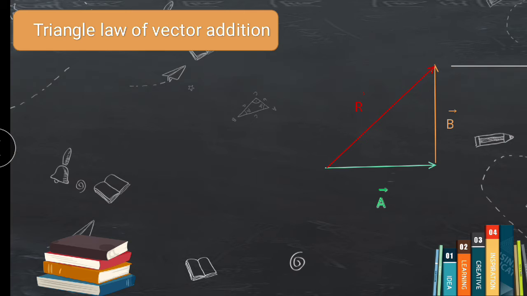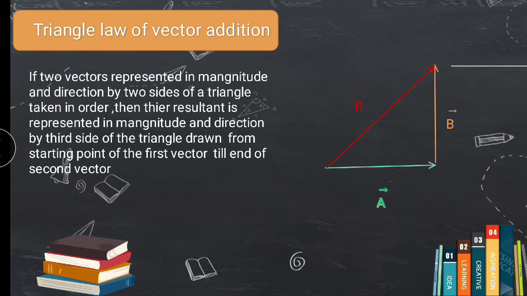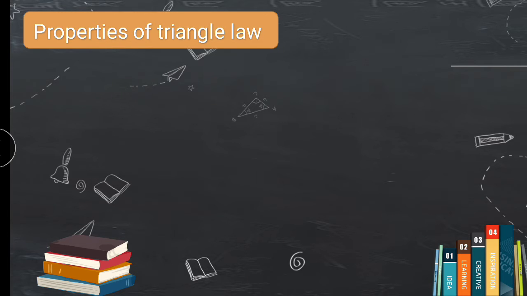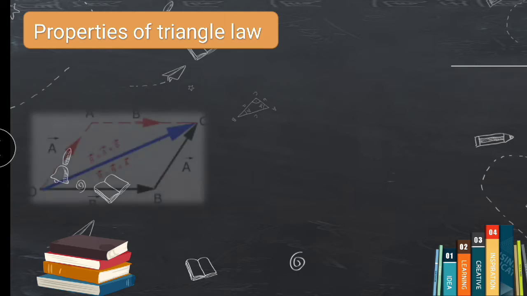So what is the triangle law of vector addition? It says that if two vectors are represented in magnitude and direction by two sides of a triangle taken in order, then their resultant is represented by the third side drawn from the starting of the first vector until the ending of the second vector. So this is all about the triangle law of vector addition. Now we are going to see some properties of the triangle law.